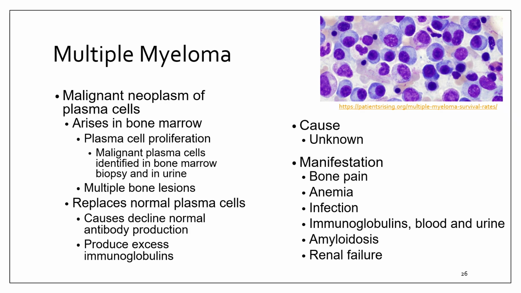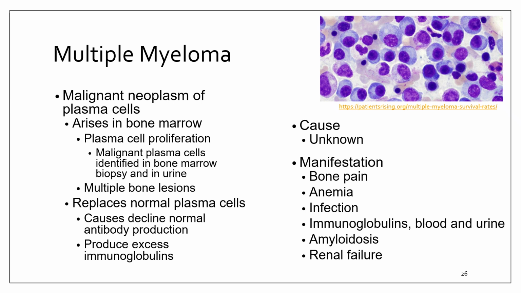The classic way to remember myeloma symptoms is CRAB, C-R-A-B. C means hypercalcemia, R, renal failure, A, anemia, B, bone pain, lesions. Your slide highlights many of these. Bone pain, which is a very common presenting symptom. Anemia, we have the marrow replacement. Infection, loss of normal antibodies.